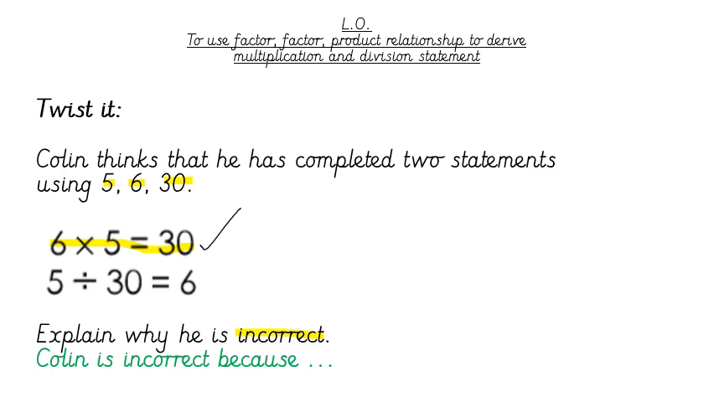But this one says 5 divided by 30 is 6. Now, we can't do this one because this number is in the wrong place. So see if you can tell me where this number should be and why. Remember when we're doing division, what number comes first? It's the... I'll leave you with that one. I won't tell you the whole answer. So pause the video now and do your twist it.